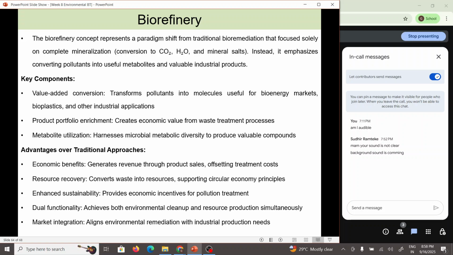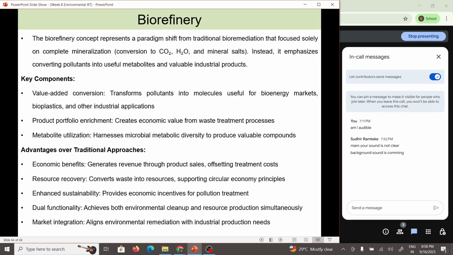So there comes the concept of biorefinery. It represents a paradigm shift from traditional bioremediation that focuses solely on mineralization. Here we emphasize converting the pollutants into industrial products.